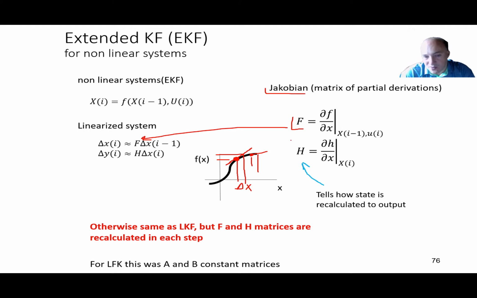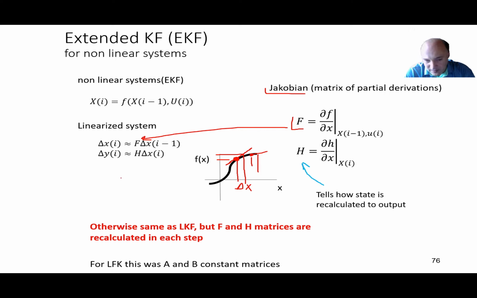Now in the linear system, the matrices A and B did not change at all. They were constant for all times. But in this extended Kalman filter, at every step we are recalculating the value of the new matrix. So in the case of F, we are saying how we recalculate the new state based on the previous state. And the purpose of matrix H is to tell us, if I already have the state at the current step, how do I calculate the new output of my system.